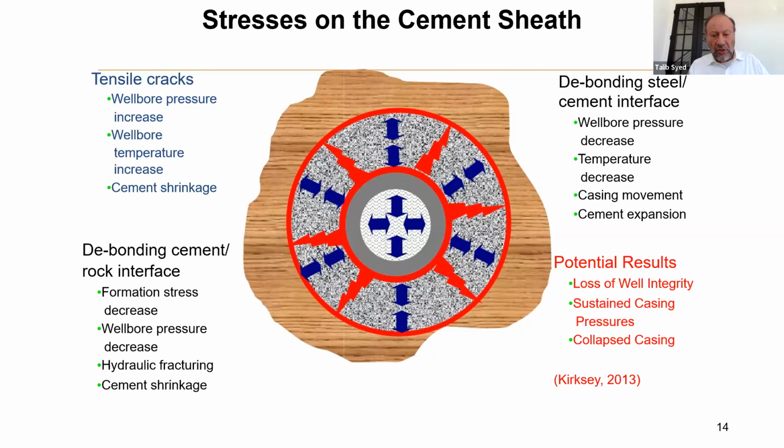But in all these cases, what happens? You could have loss of well integrity, sustained casing pressure, or collapsed casing. What is sustained casing pressure? That is when you have pressure that builds up on your annulus, and when you bleed it off, it does not bleed off. It builds back up.